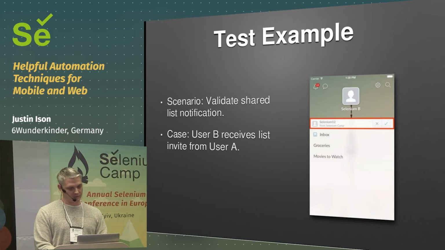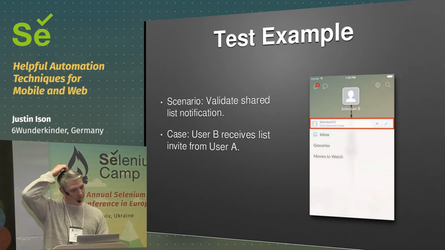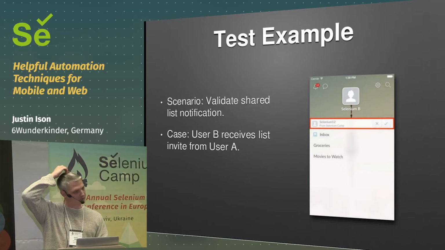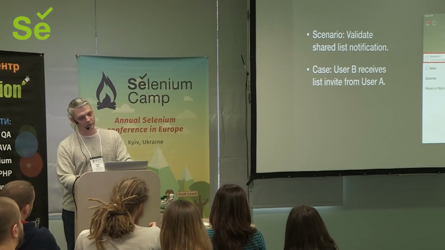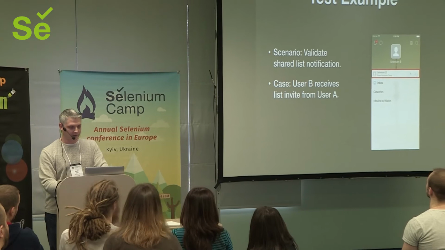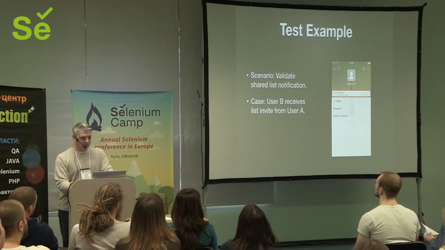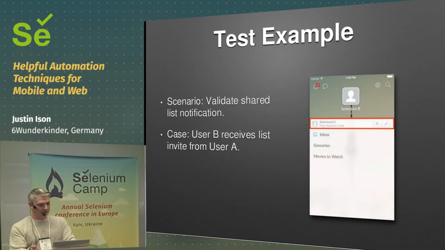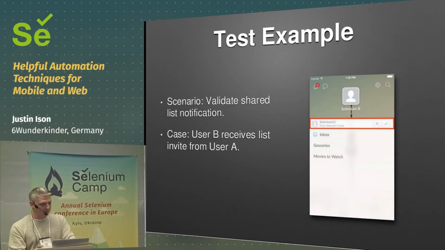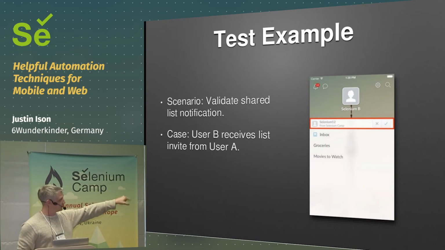So let's just go to a first example. For those of you that don't know what Wunderlist is, it's a task management app where you could create lists and create tasks within your lists and then assign them to people. And by assigning, you share it with another user. So for this example, we want to validate that a shared list notification is received by user A from user B. All we care about is that red area there. We don't care about anything else. We just want to get from point A to point B, and point B is the red box.